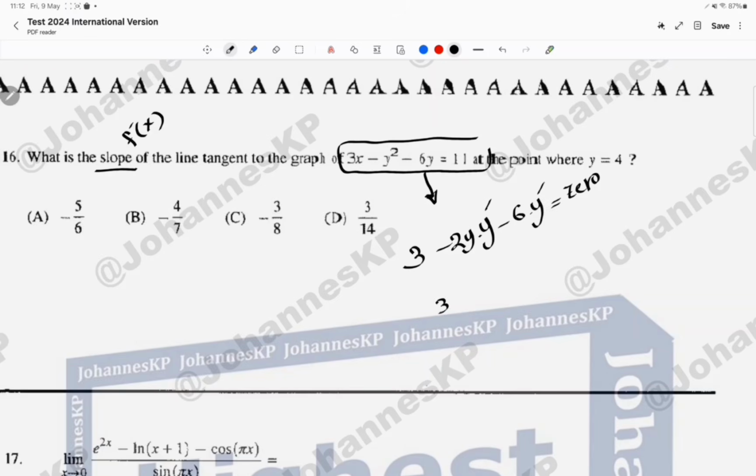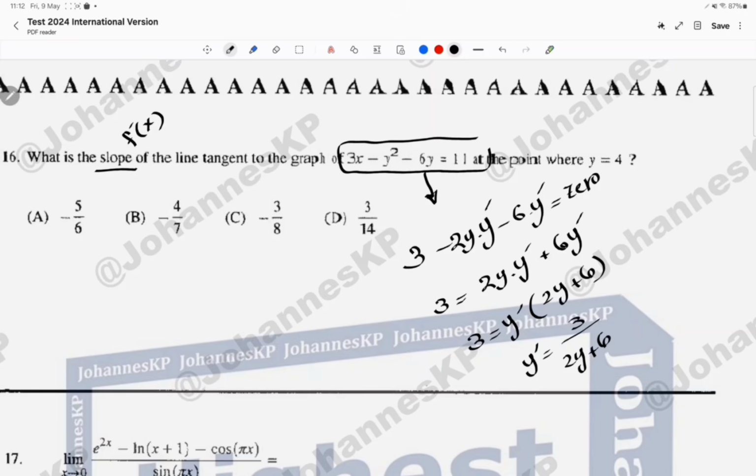So let's just put the y prime on one side. So 3 is equal to 2y times y prime plus 6y prime. You should now isolate the y prime. Factor out the y prime. 2y plus 6. So y prime is equal to 3 over 2y plus 6. Very good. Now what? We can now plug in the y of 4. So 3 over 2 times 4, 8 plus 6, 3 over 14. Very good.